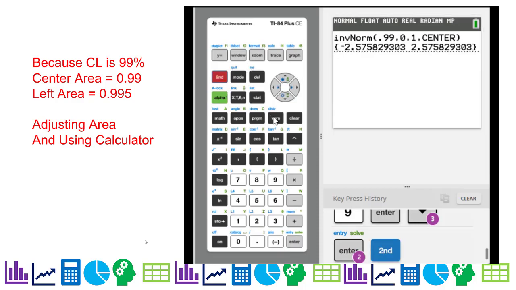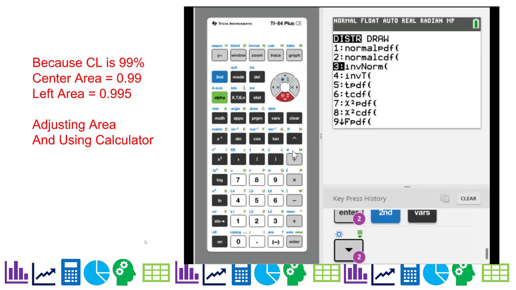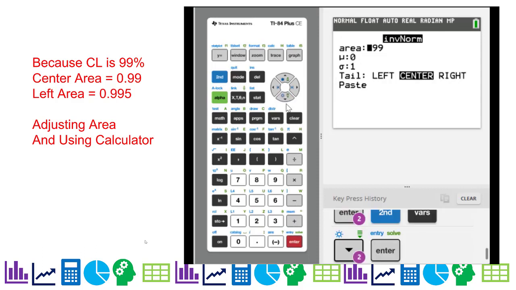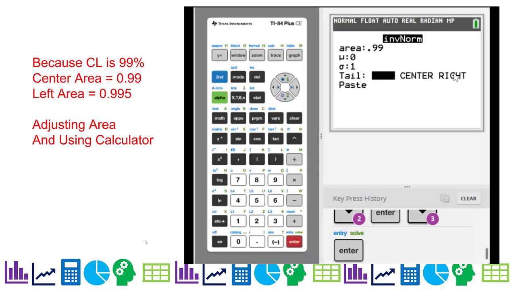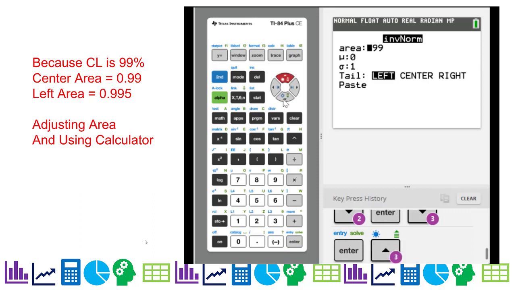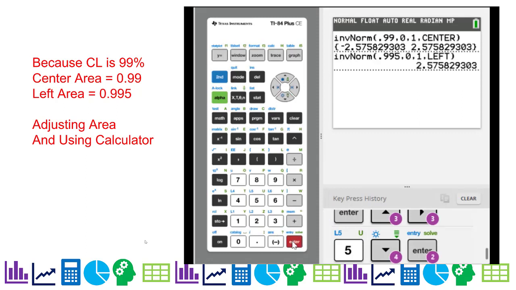For those with the old school calculators, you go inverse norm, enter, and make sure that you have the left, because you don't see these options. It's defaulting here, so you have to go back up here again and make your adjustment. You have an extra 1% on the outside, so there's 0.5% on the left. So you add that 0.5% right there, and then you come in and hit enter. Personally, I think it's better to use the newer calculator so you don't have to confuse yourself with that extra math. And that should give you the correct z-score.